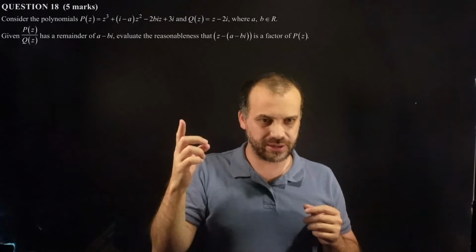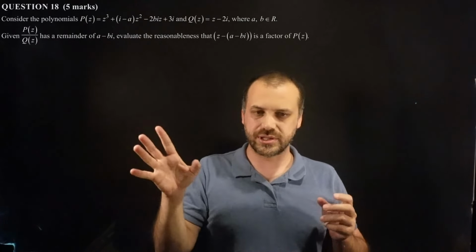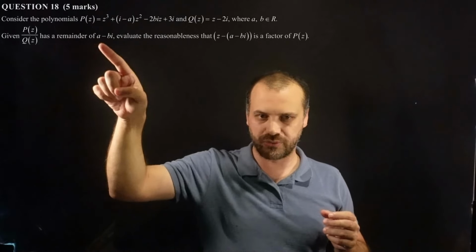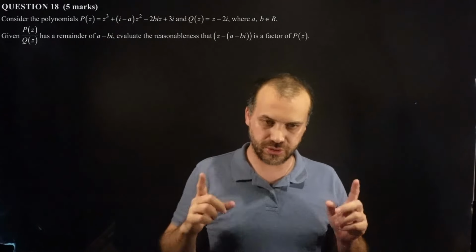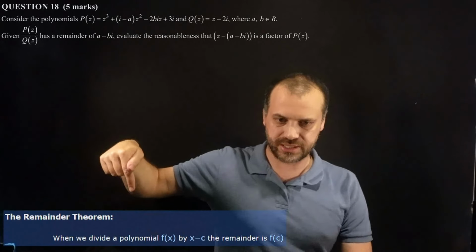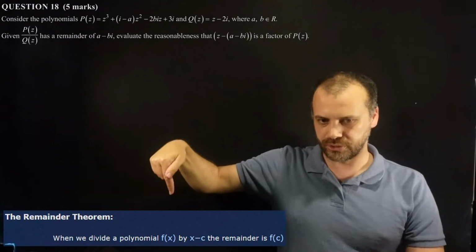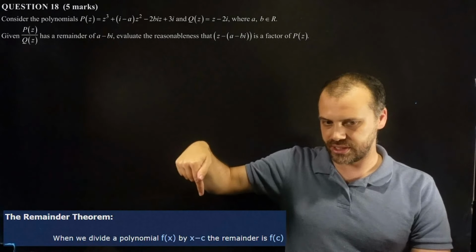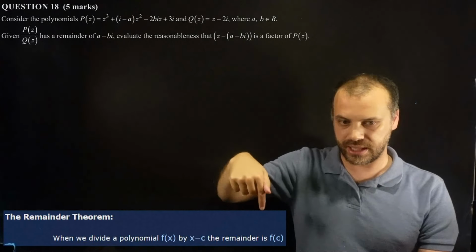And so I'm immediately thinking, hang on, this feels like the remainder theorem. I see you saying the word remainder, and I see a z minus 2i. Great. Now, if you don't remember what the remainder theorem is, it is this. When we divide a polynomial f of x by x minus c, the remainder is f of c.